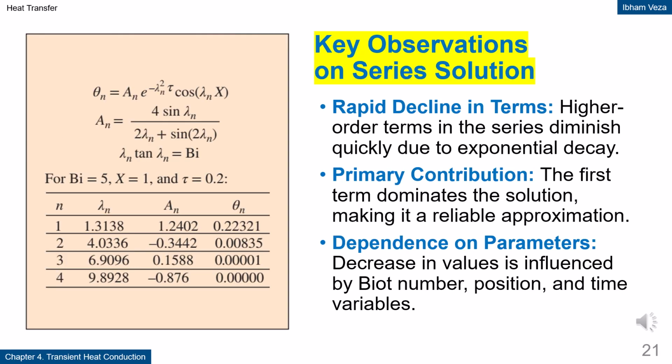Key observations on series solution. Analytical solutions of transient conduction are often expressed as infinite series. However, the higher-order terms decay very rapidly due to the exponential factor. As a result, the first term usually provides a very good approximation. The accuracy of the solution is influenced by the Biot number, position, and time. This is why the one-term approximation is very popular in engineering.